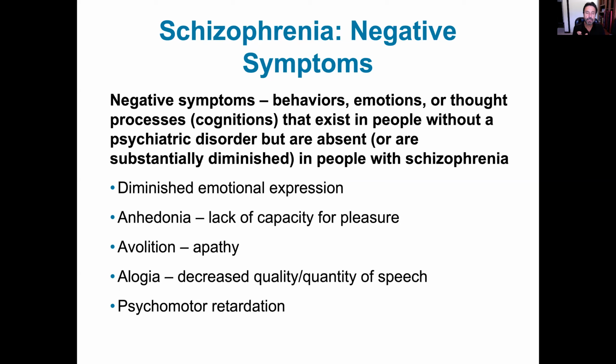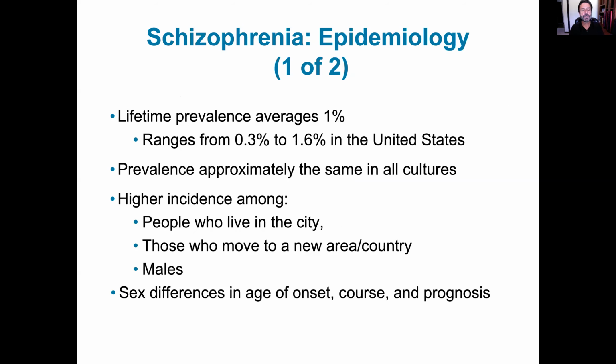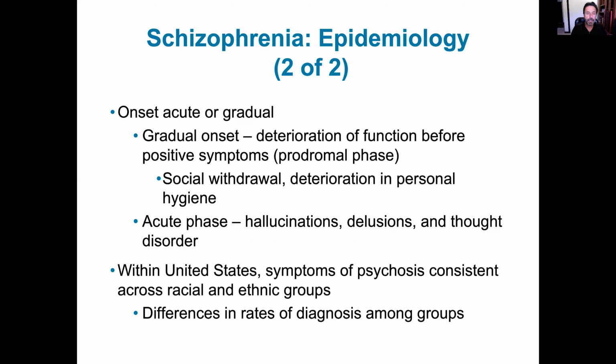The negative symptoms are things that are being removed from them. So they have diminished emotional expression, they have lack of capacity for pleasure, they have apathy, they have less speech, and sometimes some psychomotor retardation, in other words, some slow movements. These are things that are removed or minused from the person. It ranges somewhere between 0.3 and 1.6 percent in the United States. There's a higher incidence for people who live in the city and for males.